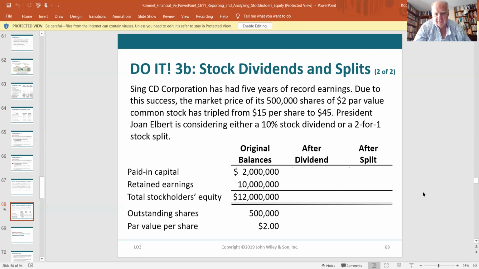We issue a stock dividend. We know we debit retained earnings, so that 10,000 is going to come down and the paid in capital is going to go up. The outstanding shares are going to go up. The par value is going to come down. The only thing the stock split does is change the par value to match things up.